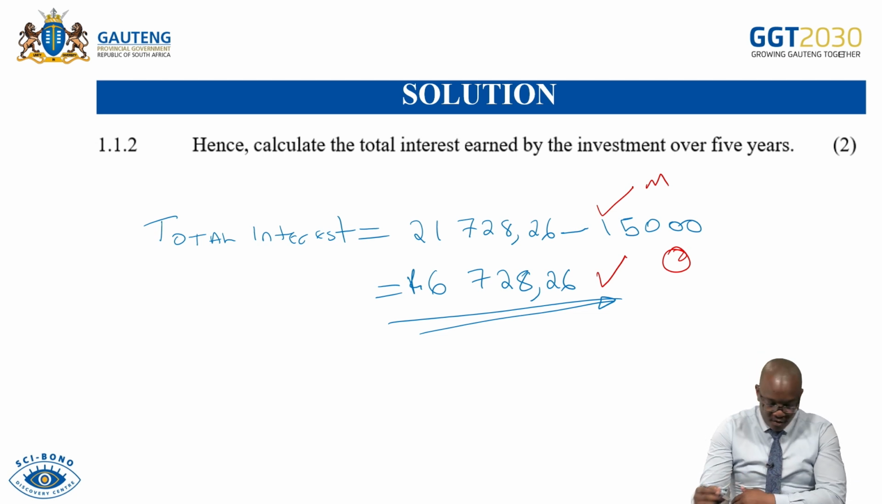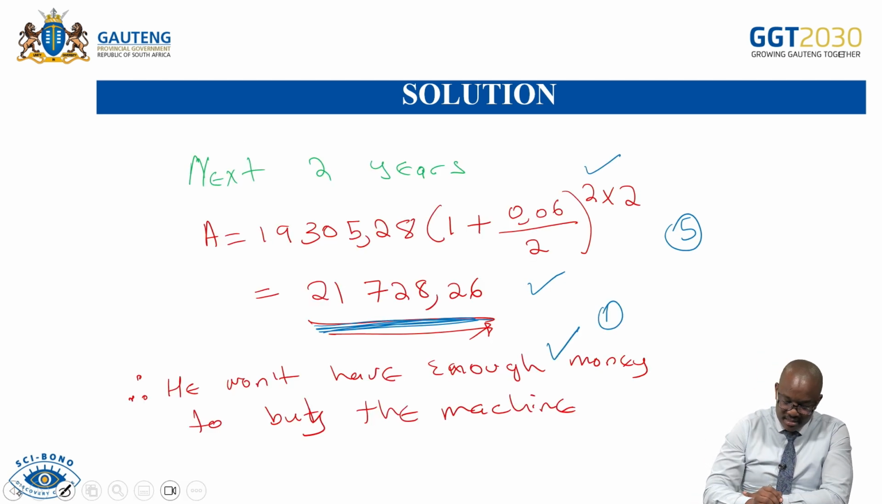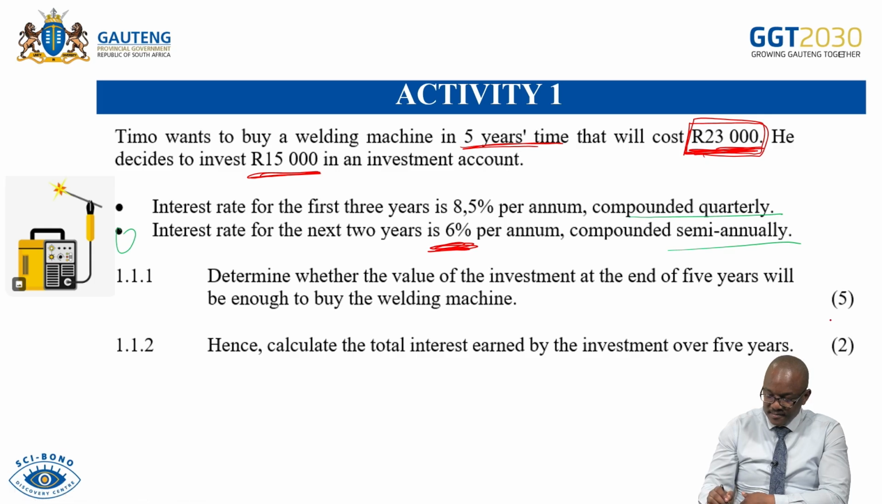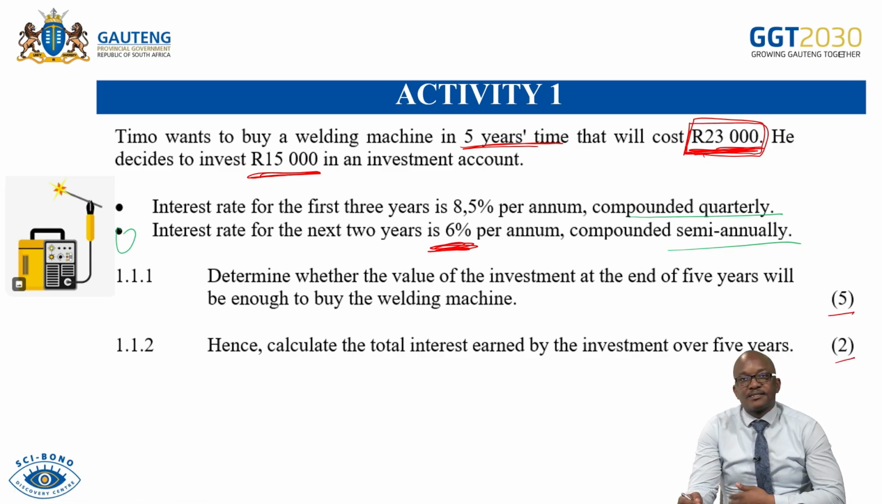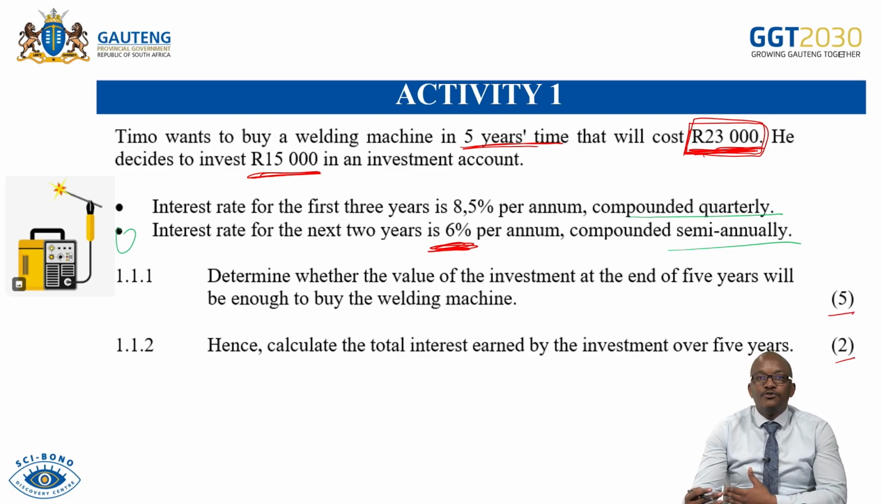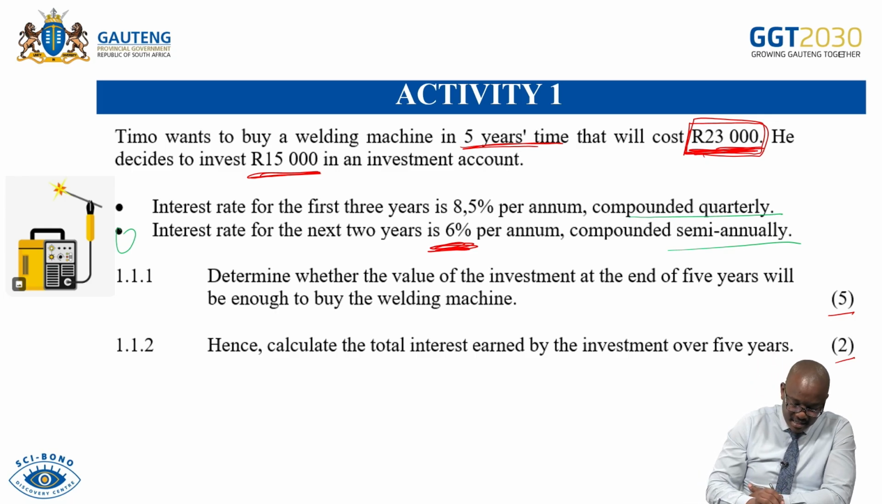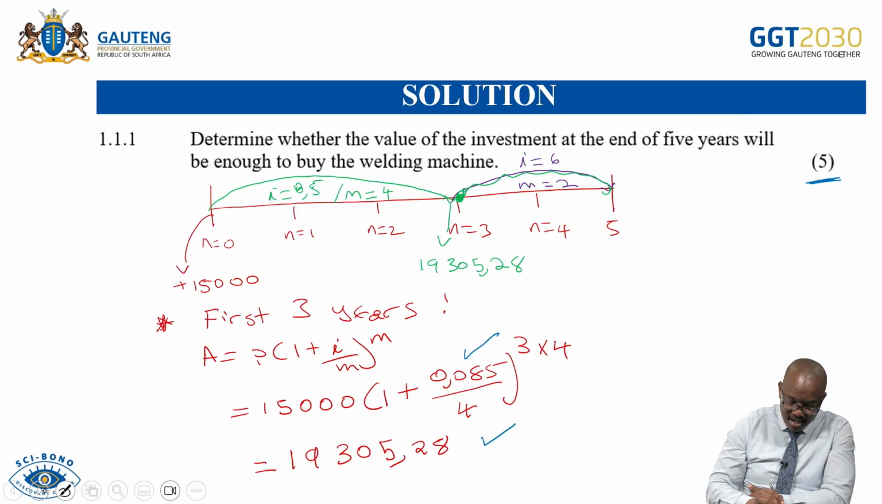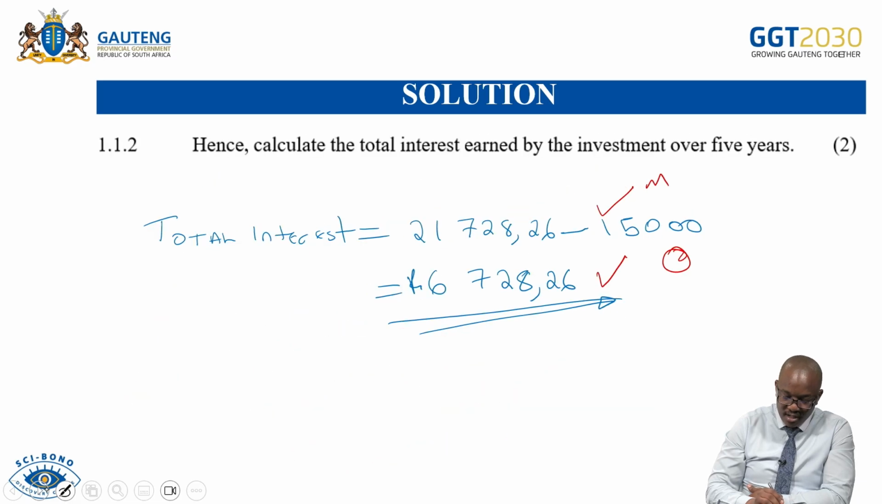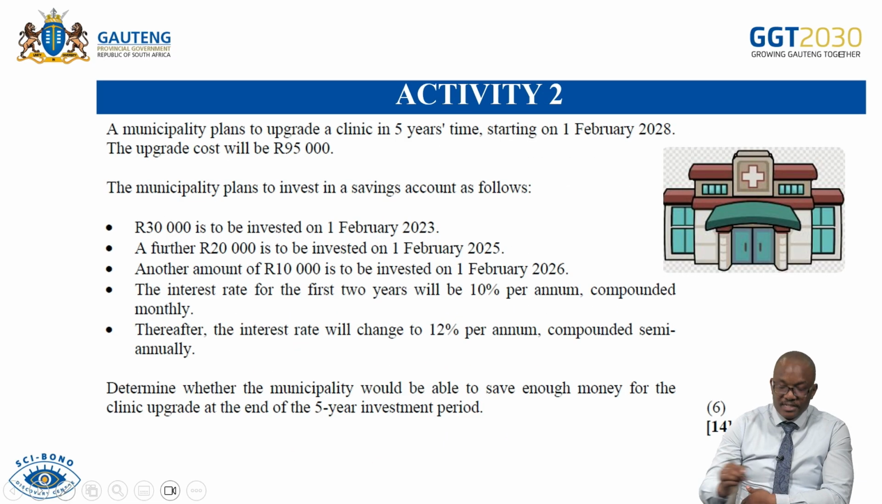So this type of question, if you look at it, has 7 marks. And it is easy for you to get those 7 marks when you read your statement properly with understanding and analyzing it using your timeline. So now we're going to our second activity.